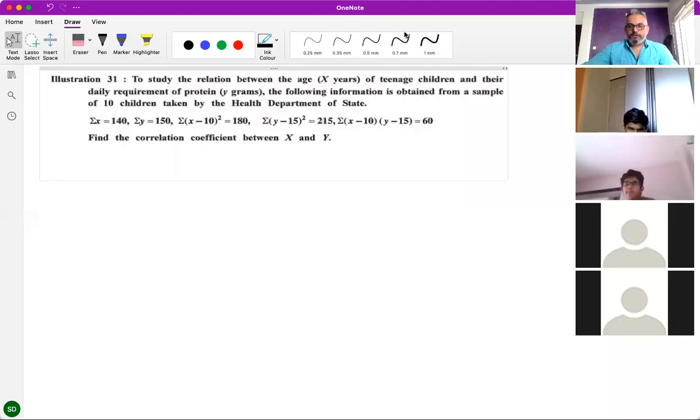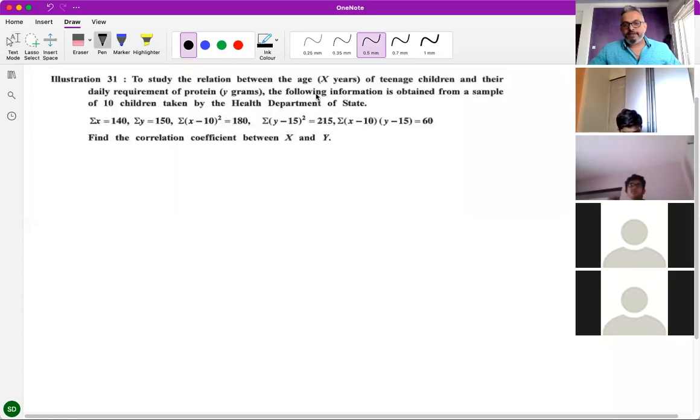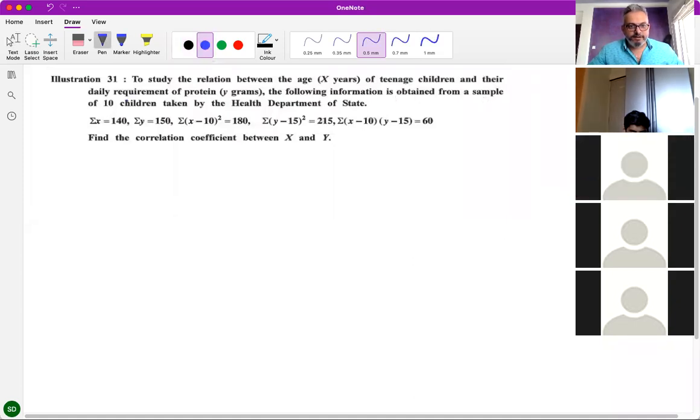So illustration 32, mark it important for exam. Let's read the question. To study the relation between age X of teenage children and their daily requirement of protein Y grams, the following information is obtained from a sample of 10 children taken by the health department of state.